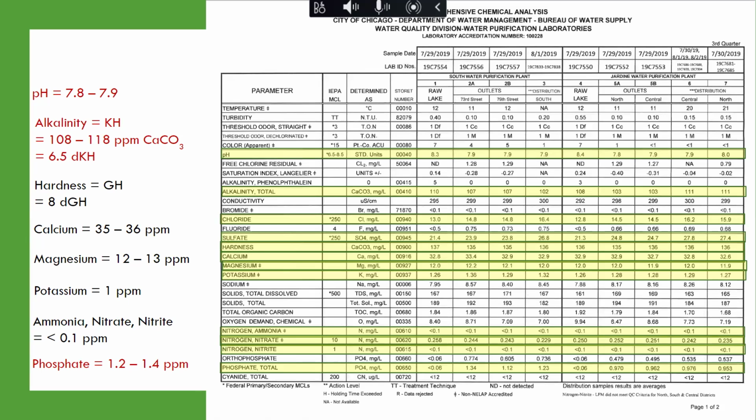Ammonia, nitrite and nitrate less than 0.1 ppm. That's pretty okay. Oh, wait a minute. How about another one of our major macros, right? Phosphate. You've got 1.2 to 1.4 ppm of phosphate in the water. Remember what our targets for phosphate were. For my tank, I'm targeting below 1, right? So that's something to be aware of if you live in Chicago and this is your water analysis, is that you actually do have a fairly large amount of phosphate in the water already.